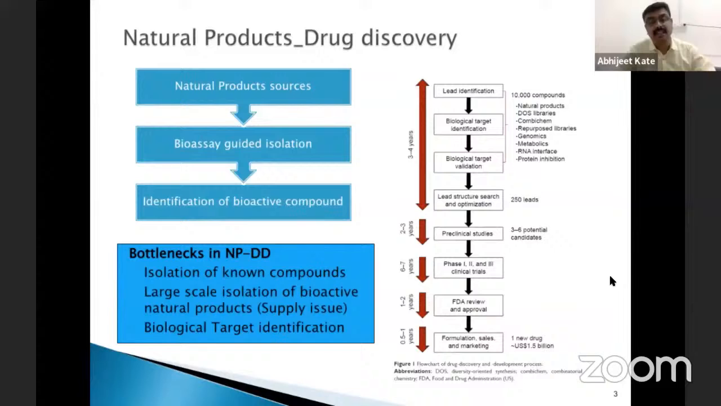And the third, which I already briefed you about, is the biological target. Because these molecules are in nature, and if you observe, most of the discoveries are serendipitous discoveries. And that's the reason finding a target for a molecule is also a task, I would say, and it also takes a good amount of time.